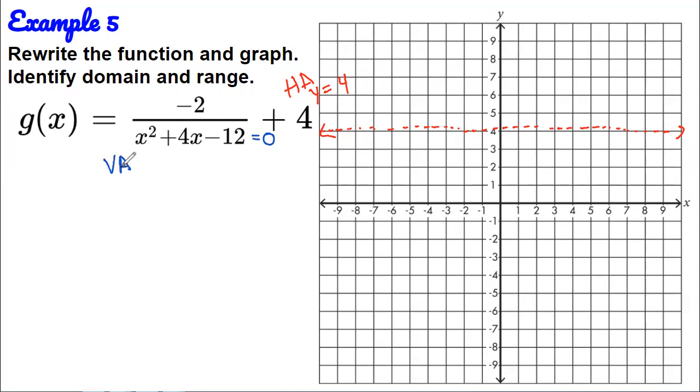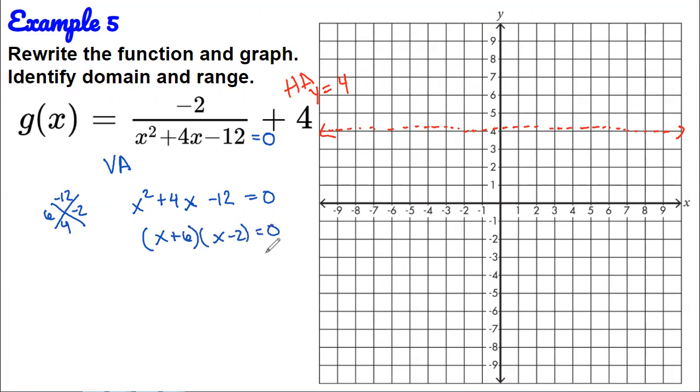So for the vertical asymptote, we're going to grab that denominator and find those excluded values. So we have x squared plus 4x minus 12 equals 0. Let's factor this out: two numbers that multiply to -12 and add up to 4. 6 and -2. 4 is positive, so 6 has to be positive. So (x plus 6)(x minus 2) equals 0.